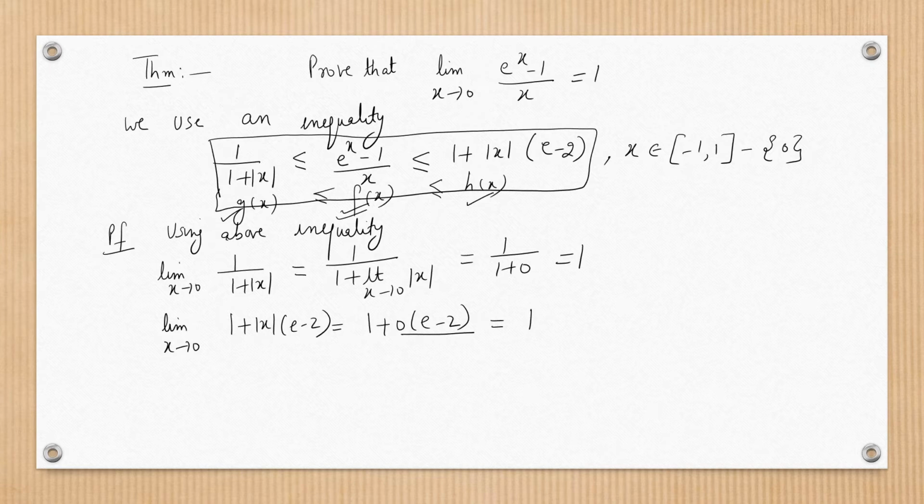Now what happens according to the sandwich rule? Therefore, by the sandwich rule, the limit of g(x) is 1 and the limit of h(x) is 1. So the limit as x approaches 0 of f(x), that is (e raised to power x minus 1) upon x, also reduces to 1. So this is the proof of this theorem, that limit x approaches 0 of (e^x minus 1) upon x is equal to 1.